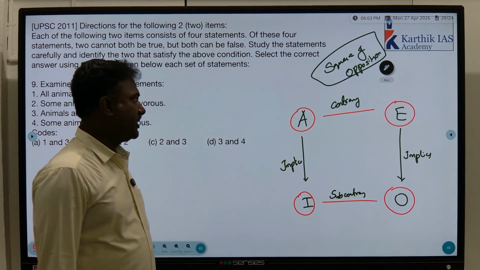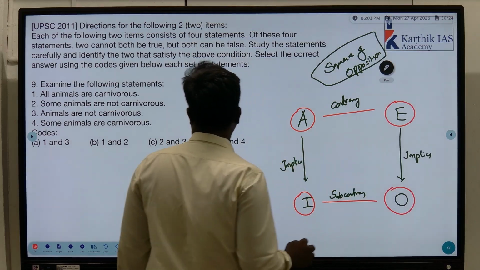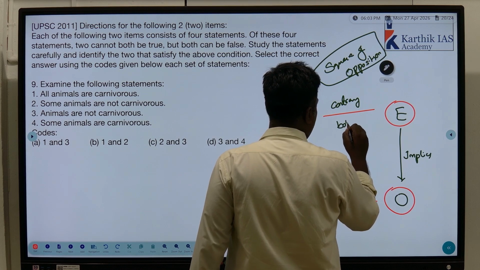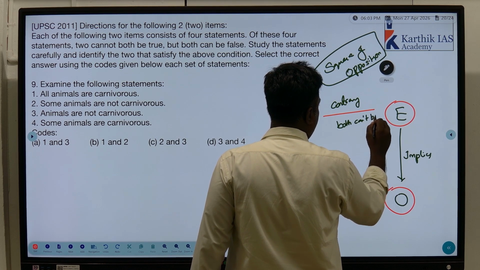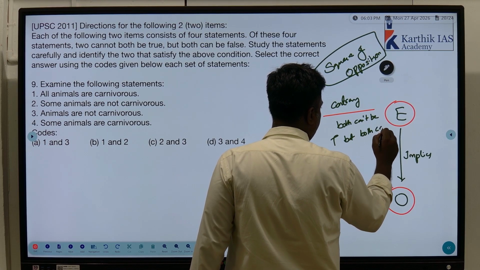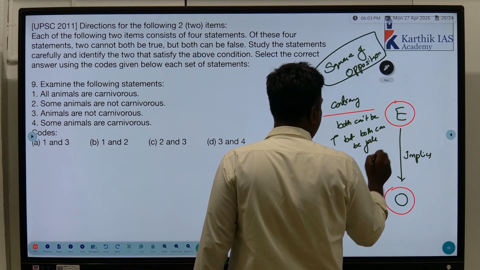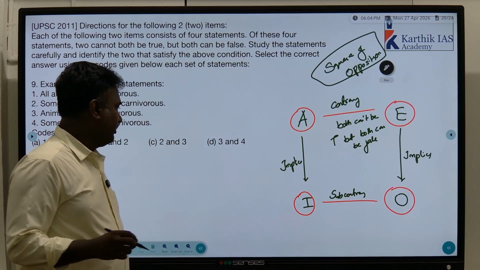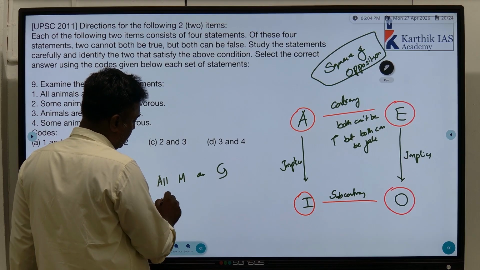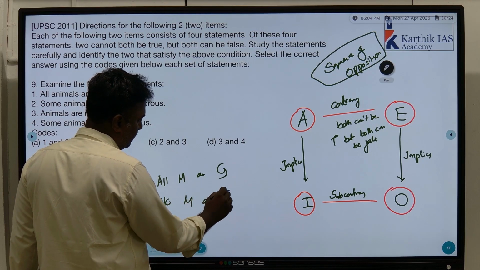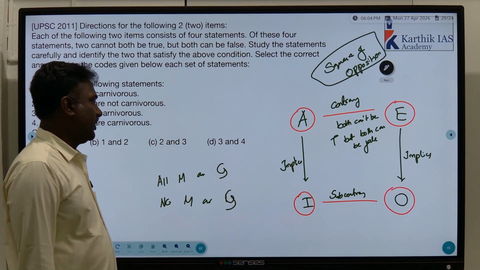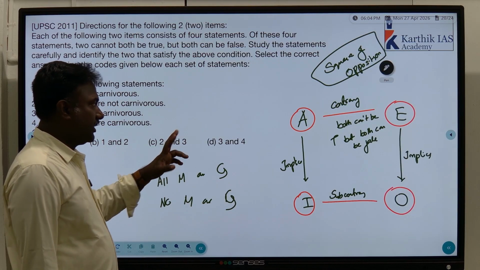What they are trying to say is both cannot be true, but both can be false. See, all men are good. No men are good. Understand? Both can't be true together. But both can be false. All men are good, no men are good. That's what they are trying to say.